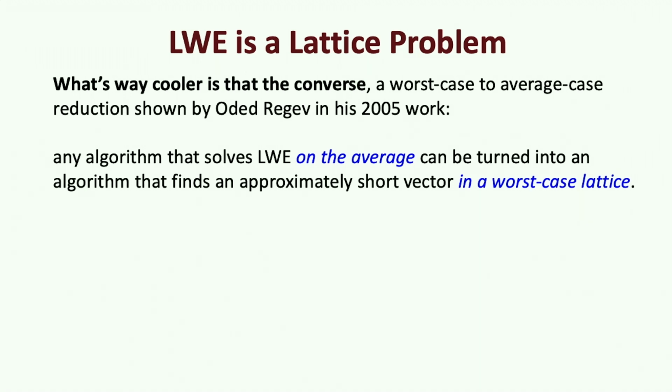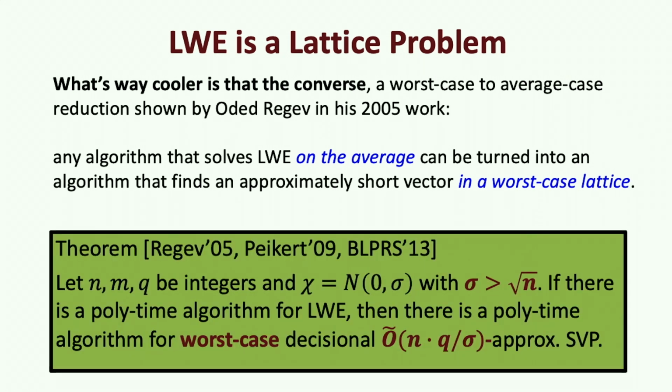Okay, so let me tell you one more thing. What this says is that you can reduce LWE to solving a lattice problem. That was a pretty easy reduction, at least if you ignore the actual algorithms, like the LLL algorithm. What is cooler is that the converse is true as well. If you can solve the LWE problem, you can solve the shortest vector problem, or the decision version of it, in the worst case for any lattice. That is Oded's theorem.